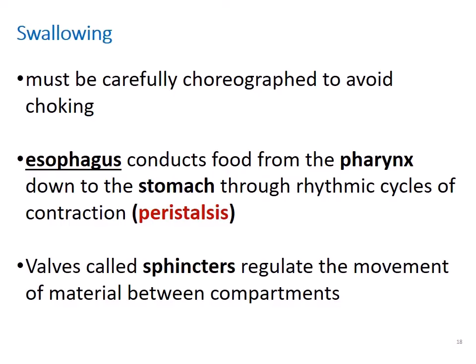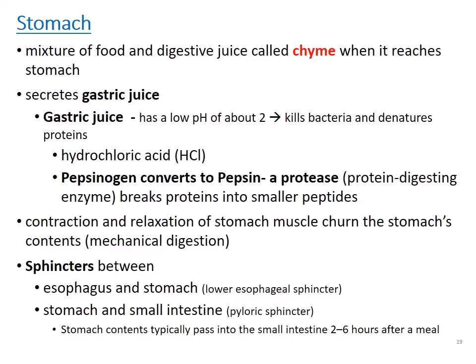It doesn't seem that complex, but there's a lot going on there. So the esophagus is going to conduct food from the pharynx down to the stomach through a rhythmic cycle of contraction, which is peristalsis. And then there's valves that are called sphincters that regulate the movement of material between compartments. And our book doesn't really go into it, but part of swallowing is voluntary and part of it is involuntary.